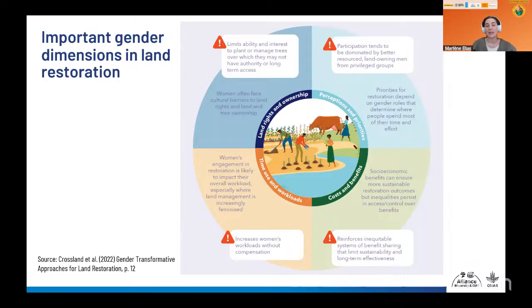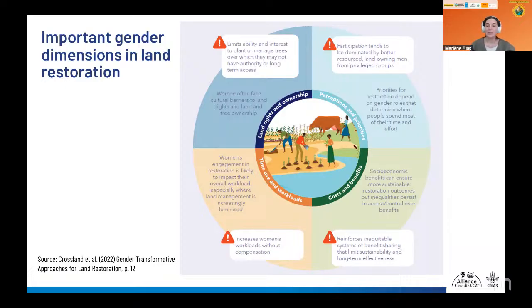So to make sure that projects don't exacerbate their workloads, and not assume that women have all this free time or can contribute for free to these initiatives. And the fourth point here on the upper left is around the issues of women's rights to land, the fact that insecure tenure or lack of land rights to women's land rights pose barriers to their restoration activities and to their ability to receive benefits from those activities.